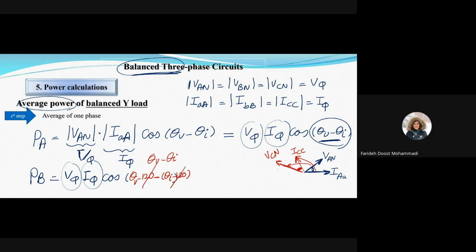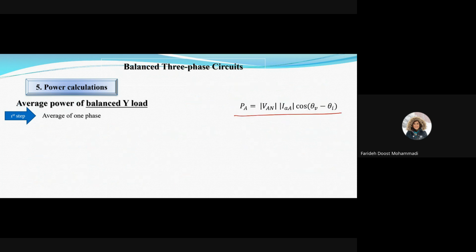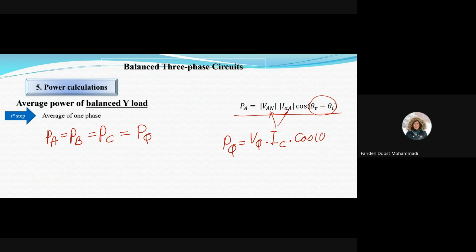So now you can see that the power of phase A is going to be exactly the same as the power consumption in phase B, and the same for phase C as well. According to this equation, the average power of phase A is exactly equal to the average power of phase B, and the same as the average power in phase C. Let's call all of them the phase power consumption. So this is the important conclusion up to here: P of each phase is equal to the magnitude of the voltage multiplied by the magnitude of the current multiplied by the cosine of theta V minus theta I.